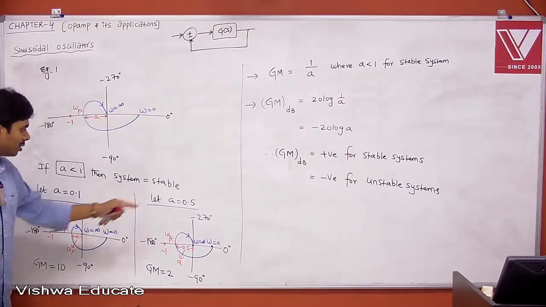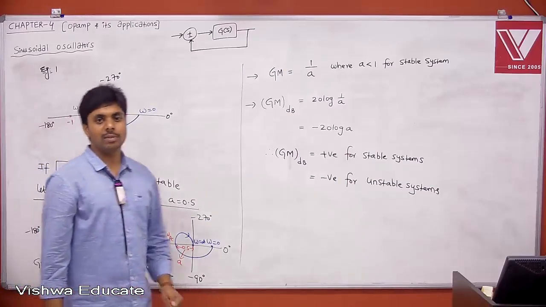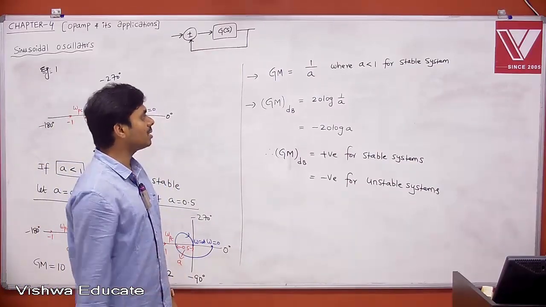But relatively, which is more stable? This is more stable. The system which has more gain margin, that is what is more stable. Maybe I can comment on phase margin also.